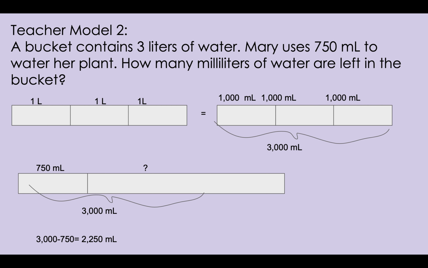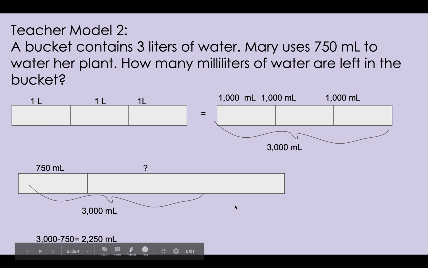I drew my bar model to represent each liter of water, and I changed my liters to milliliters. How many milliliters are in 1 liter? 1,000. So I replaced each liter in my model with 1,000 milliliters as shown. How many total milliliters does Mary have in her bucket before watering her plant? She has 3,000 milliliters. Of these 3,000 milliliters, Mary uses 750 milliliters.